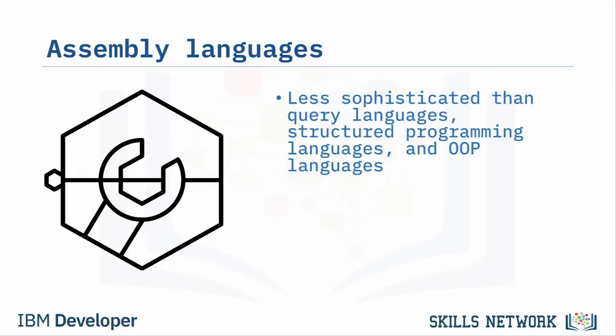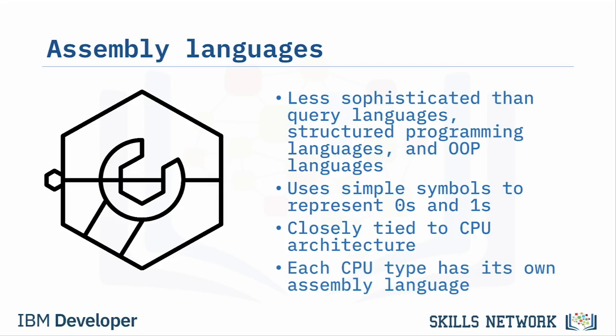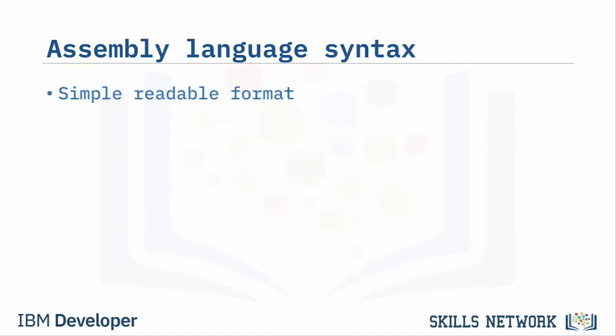As mentioned earlier, assembly languages are less sophisticated than query languages, structured programming languages, and object-oriented programming languages. As an assembly language uses a simple set of symbols to represent the zeros and ones of machine code, it is categorized as a low-level programming language. Assembly languages are closely tied to the processor architecture from hardware manufacturers, and therefore each CPU type will typically have its own assembly language. For this reason, there are a large number of assembly languages in use today, which vary among hardware manufacturers. Assembly languages use a simple, readable format for their statements, and they are entered one line at a time with one statement per line.